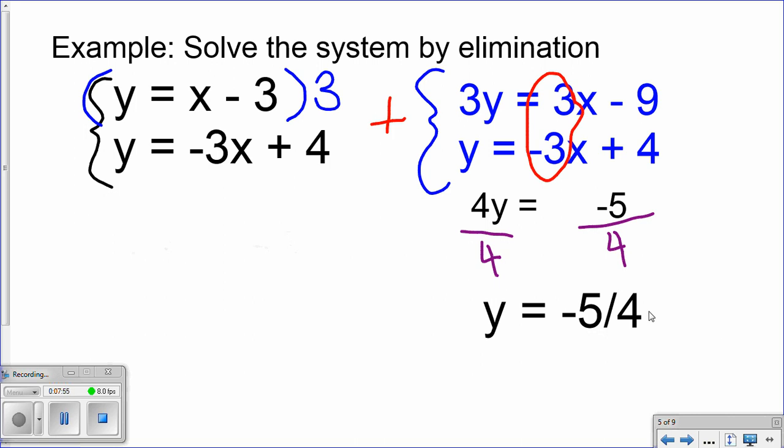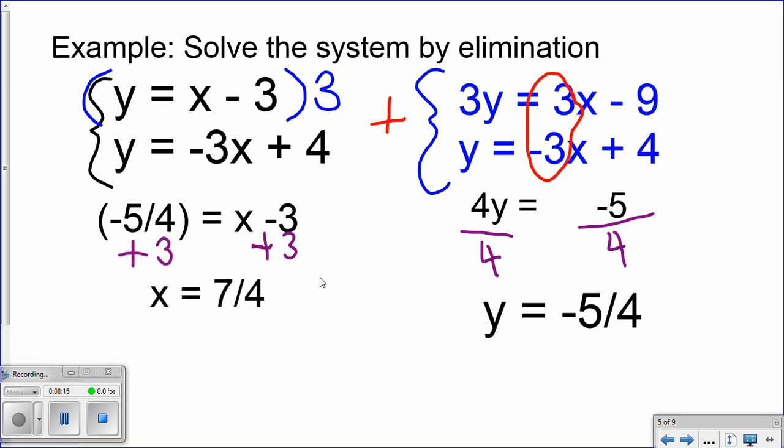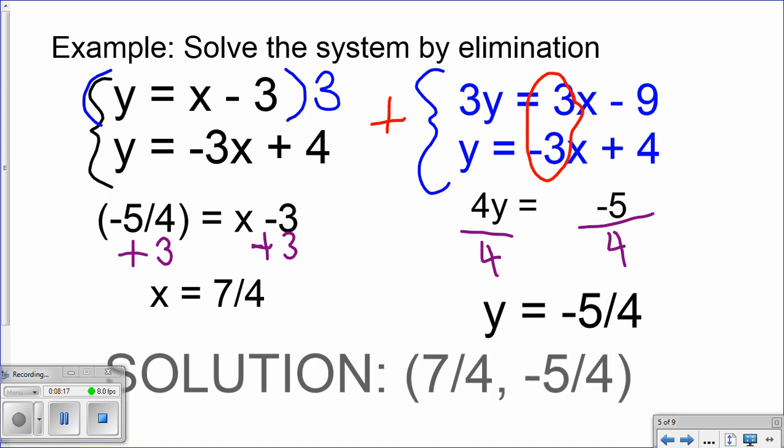Okay? So I take that number, I plug it back into one of these two equations. I'm going to plug it into the top one just because I don't have to multiply anything with the x. So I plug that in. So I get negative 5/4 equals x minus 3. I add 3 to both sides. So I get x equals 7/4. So my solution would then be 7/4 comma negative 5/4.